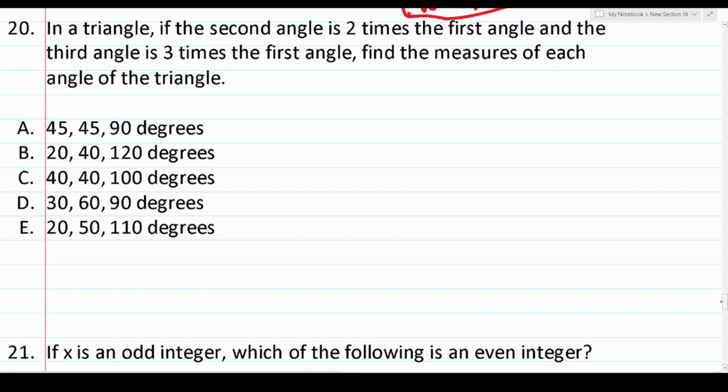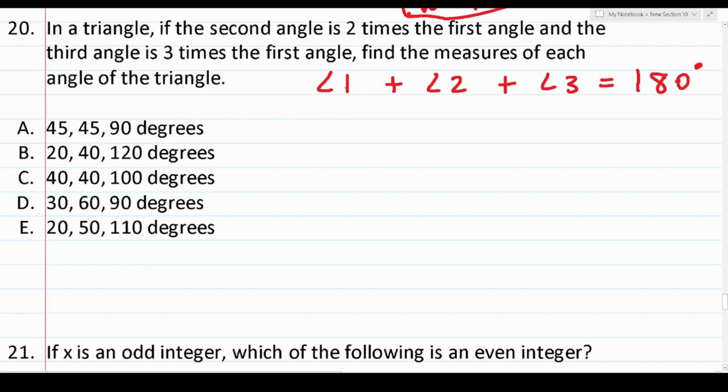All right, so number 20 says, in a triangle, if the second angle is 2 times the first angle and the third angle is 3 times the first angle, find the measures of each angle of the triangle. Okay, so first of all, we have to know that all the measures in a triangle add up to 180. So in other words, one angle plus the second angle plus the third angle will always add up to 180 in a triangle. Let's go ahead and apply what information we're given in this problem to this generic formula here.